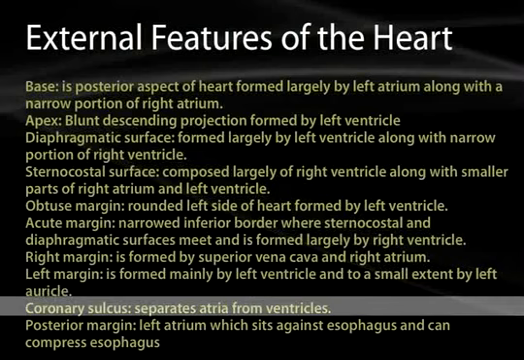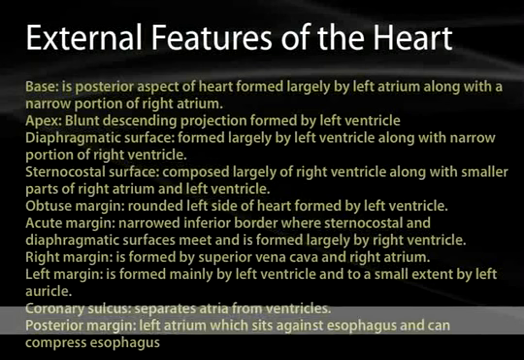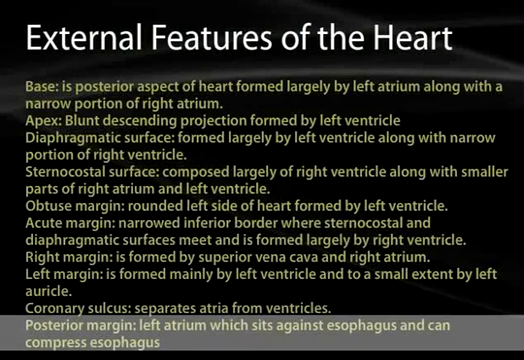The coronary sulcus is in the atrioventricular groove, and it will separate the atria from the ventricles. The posterior margin is going to be made up from the left atrium, and that's going to sit against the esophagus, which can actually be compressed by anything that causes left heart hypertrophy.